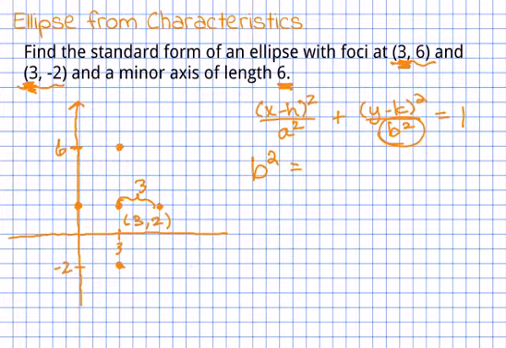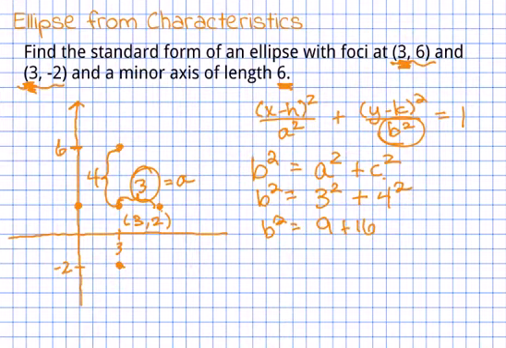So b squared is going to be equal to a squared plus c squared. In this case, our a squared, we have figured out that our a is 3. That's the distance from the center to the end of the minor axis. So this is 3 squared. c is the distance from the center to a focus, which is this distance here, 4 squared. So b squared equals 9 plus 16, which is 25. And so b is going to be the square root of 25, or just 5.